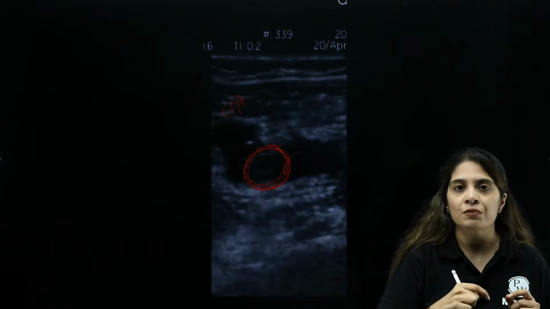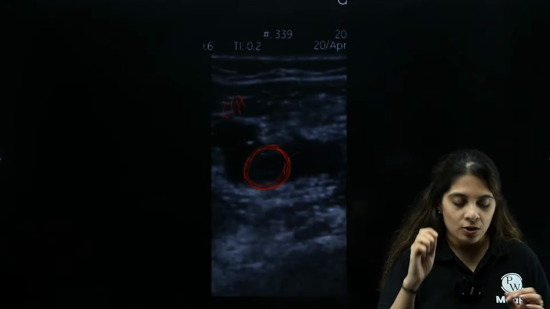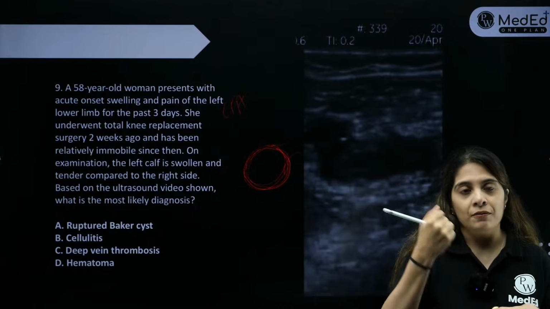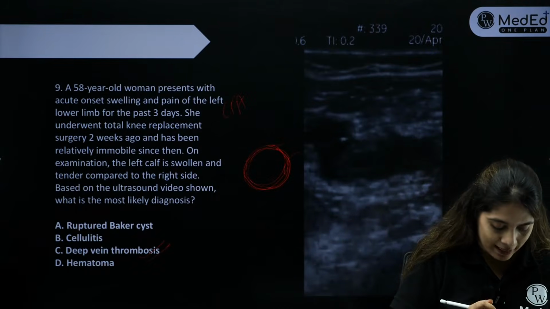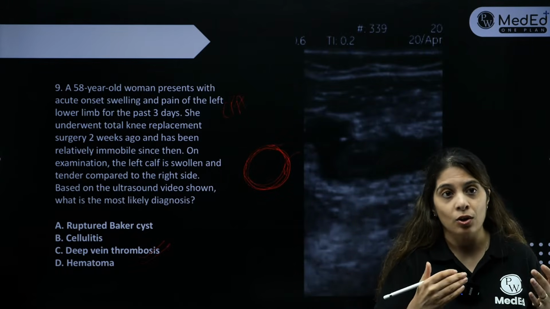So what I am testing over here is, I know there is a thrombus, but I am testing for compressibility. So remember that there is a non-compressible vein that is present. So this is a classical case of deep vein thrombosis, right? I think there is no need to even see the other options over here.